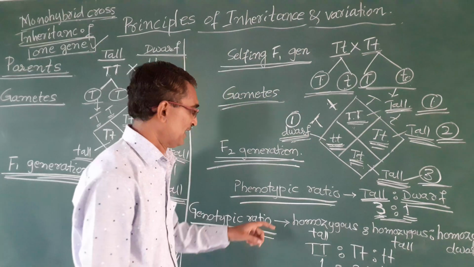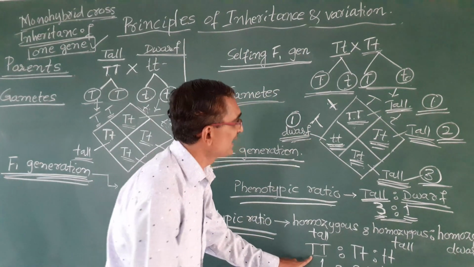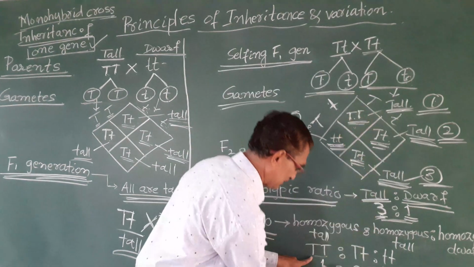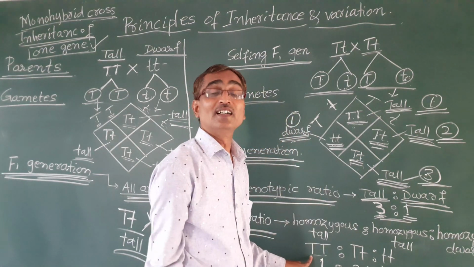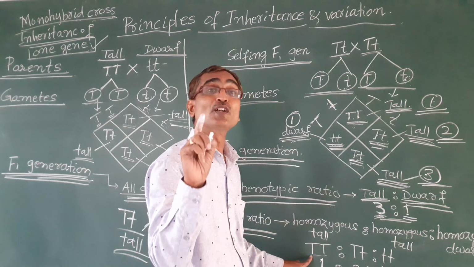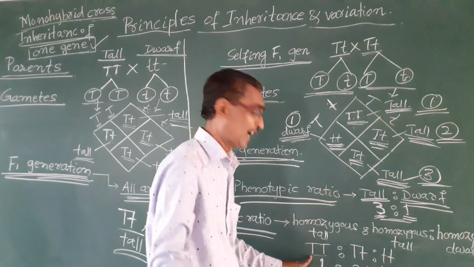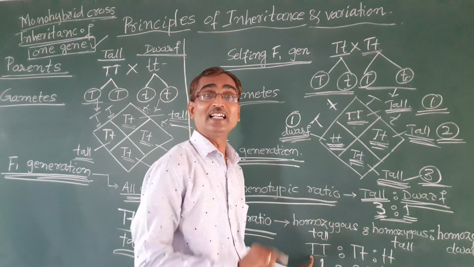You see, how many capital T and capital T are here? Only 1 capital T and capital T is here. So that is one tall with the capital T genotype, that is homozygous tall. Yesterday we learnt what homozygous tall is, having the same alleles, capital T and capital T, they are identical.